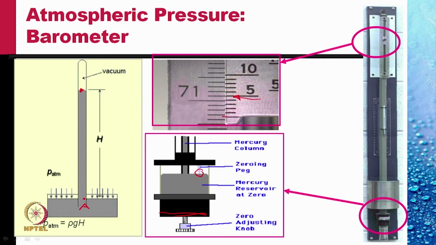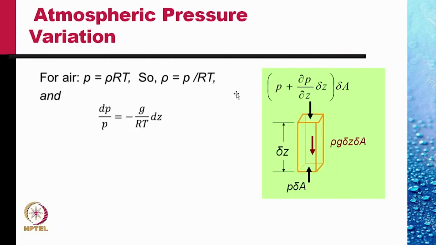Let us now consider the variation of pressure in the atmosphere. You know that as we go up in the atmosphere, the pressure decreases. So how does the pressure change?